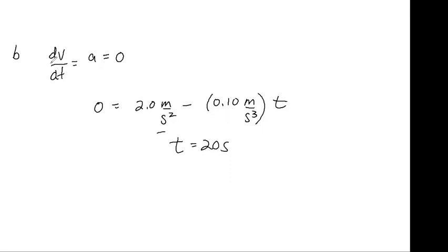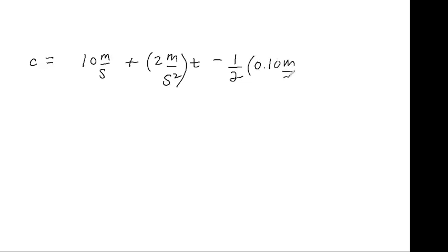Part B asks us to find the maximum value for Vx, and this occurs when the velocity stops increasing, reaches a maximum, and begins to decrease. So this is when dv/dt equals a equals 0. So we set our expression equal to 0, and we solve, and we get t equals 20 seconds.